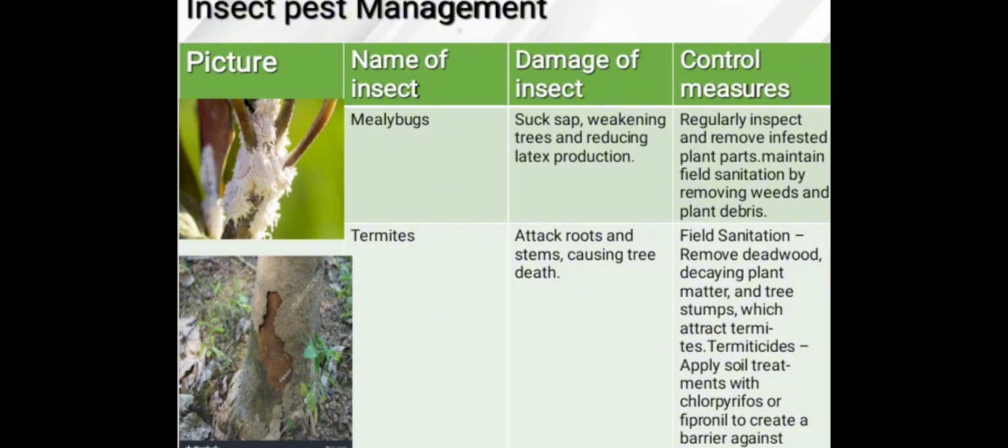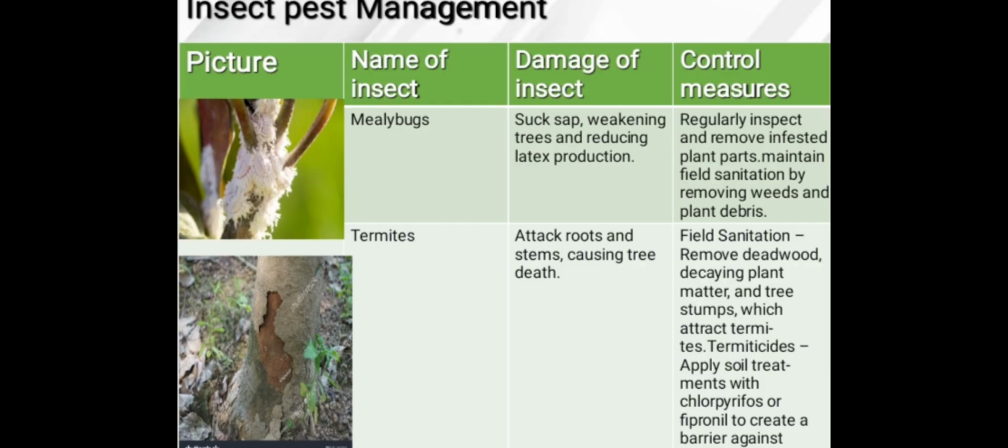Insect pest management of rubber. Mealybugs suck sap, weakening trees and reducing latex production. Control measures: regularly inspect and remove infested plant parts. Maintain field sanitation by removing weeds and plant debris.